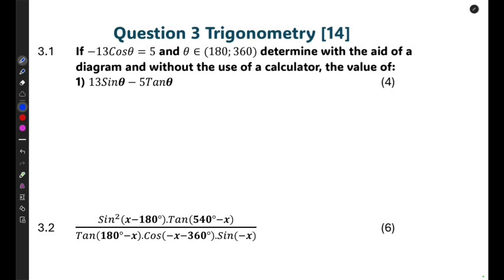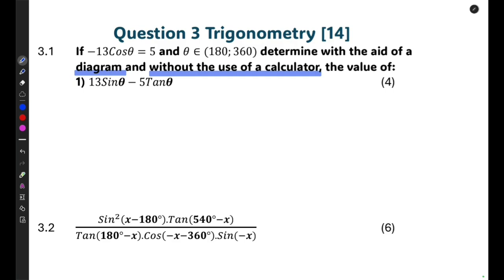Question 3, we're getting to trig. So this is the type of sum where you can see they are telling you with a diagram, and then without a calculator. If you see those words, you know you are going to do a little CAST diagram, and then you are probably going to draw a triangle somewhere to help you with this question. Let's go through all the steps and see how we would figure this out.